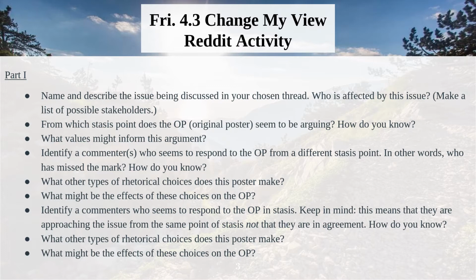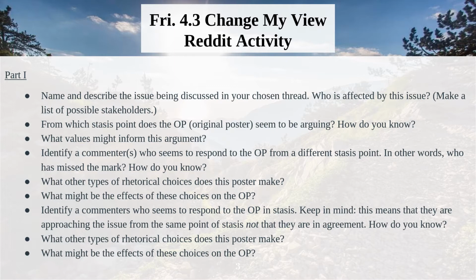Next, you need to identify some comments that are responding to the OP from a different point of stasis. In other words, who has missed the mark? How do you know? Make sure that you're using textual evidence, again, quoting here, to support your claim. What other types of rhetorical choices does this poster make? So I want you to think about, are they using logos, pathos, ethos? Maybe they're using sentence structure, something like that, to try and make their argument. What might be the effects of these choices on the OP? So if I'm trying to use ethos to persuade someone, what's the effect of that on the original poster?